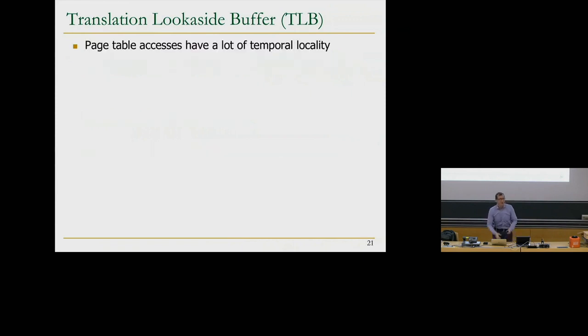So why does this work? Because page table accesses have a lot of temporal locality. If you're, for example, running a program and executing instructions, in the von Neumann model, it's all sequential, right? And if your page size is 4 kilobytes, and if each instruction is 4 bytes, there are 1,000 instructions in that 4 kilobyte page.